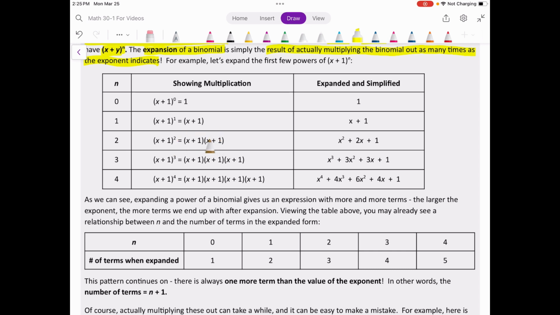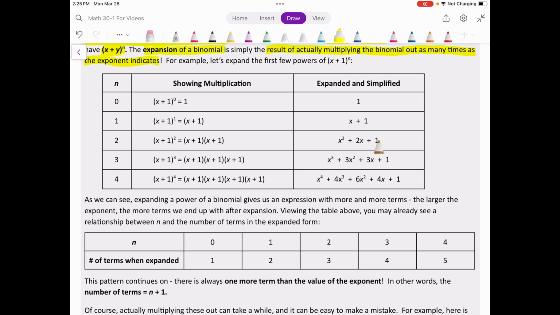So foiling that all out, which again, foiling is just making sure x gets multiplied by x, and then x gets multiplied by 1, and then 1 gets multiplied by x, and 1 gets multiplied by 1, because what we're saying here is that these two terms are going to be multiplied by these two terms, so we've got to make sure they all actually get multiplied together.